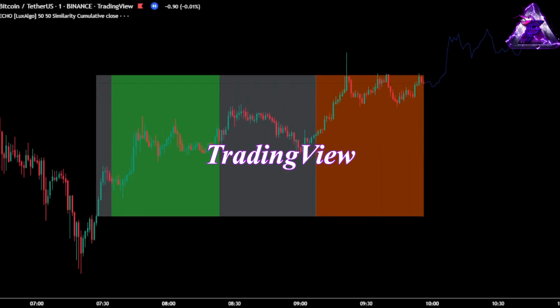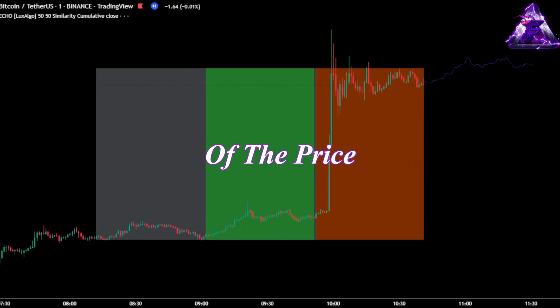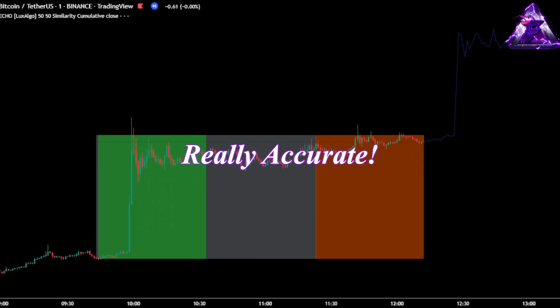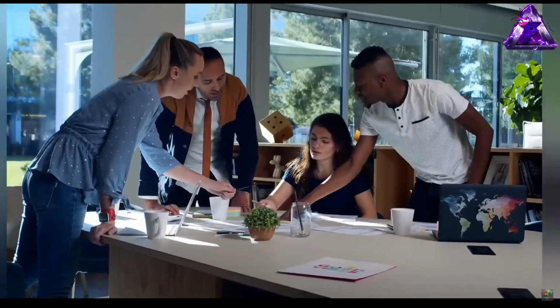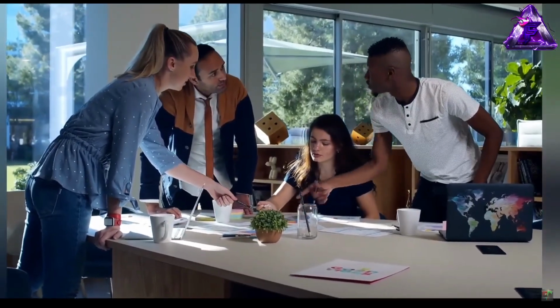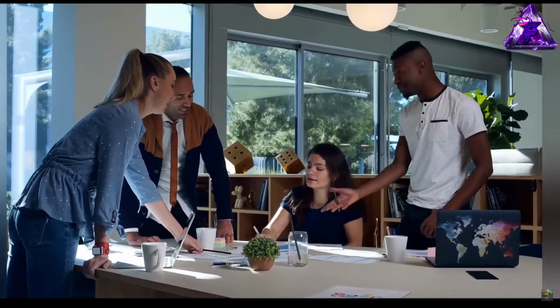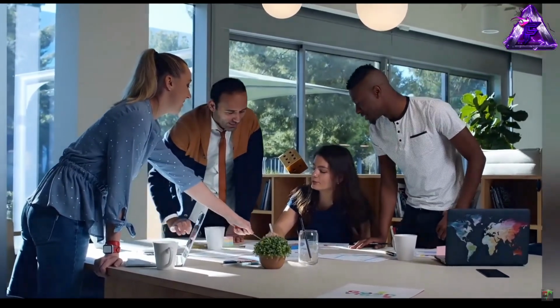This secret TradingView indicator shows you the future of the price of an asset, and the crazy thing is, it is actually really accurate. In today's video, I will be showing you this new free indicator that tries to predict the exact future of the price of an asset by looking at its previous price history.